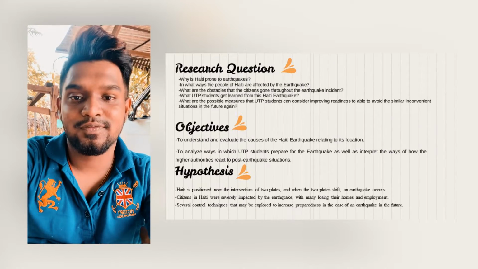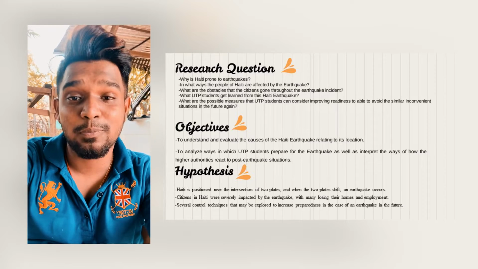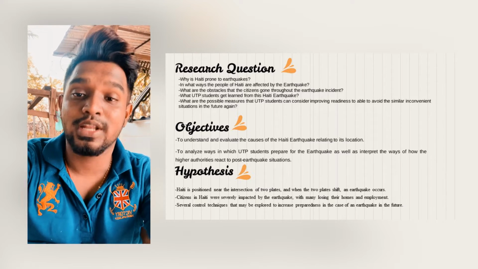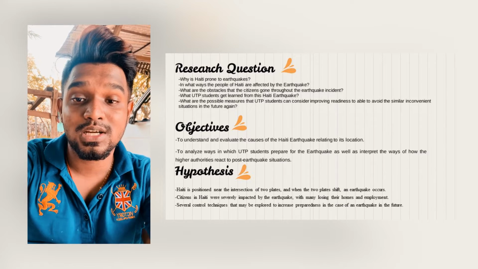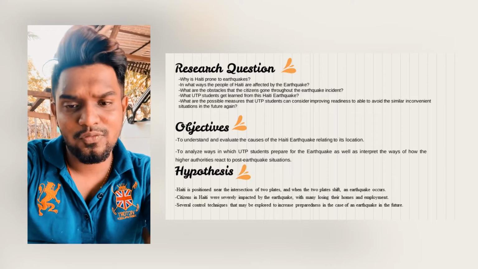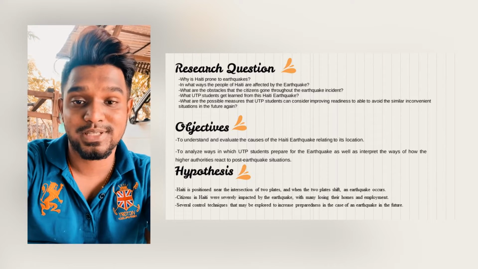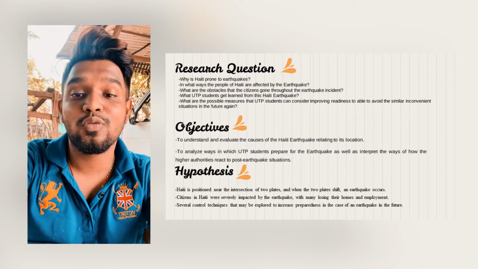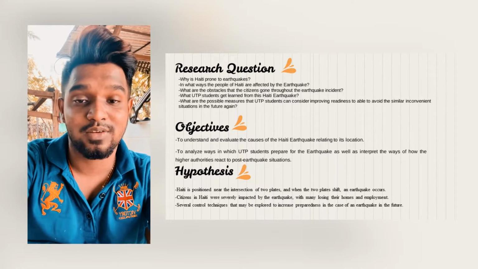Research questions. First, why is Haiti prone to earthquakes? Second, in what ways are the people of Haiti affected by the earthquake? Third, what are the obstacles that the citizens went through during the earthquake incident? Fourth, what can UTP students learn from this Haiti earthquake? Fifth, what are the possible measures that UTP students can consider to improve readiness and avoid a similar inconvenient situation in the future?